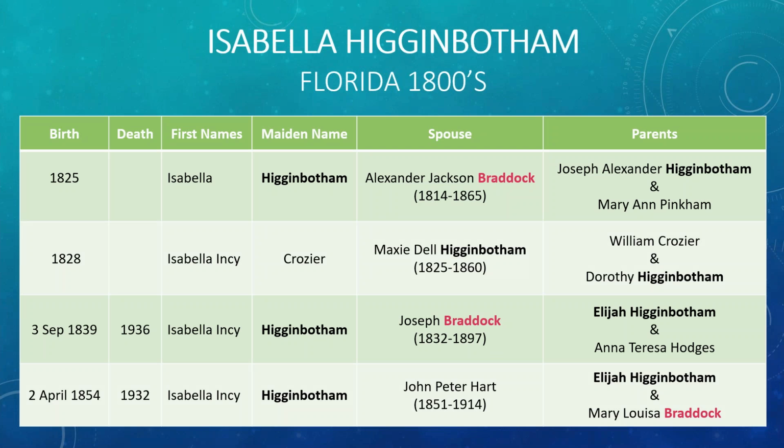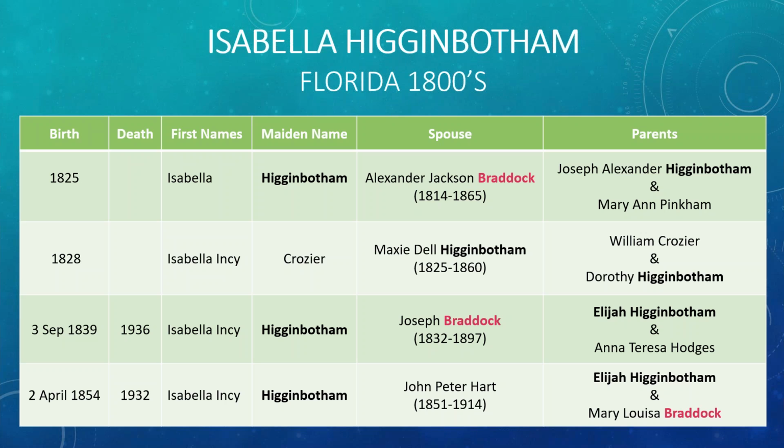And here's an example. This is just 4 of the Isabella Higginbothams in Florida in the 1800s. And you can see that their births are all within 25, 30 years. They all had the first name of Isabella, and 3 of them had a middle name of Nancy. 3 of them had the maiden name of Higginbotham, and the second one, she actually married a Higginbotham. And 2 of them married somebody with the last name of Braddock. And all of them had at least one parent with the last name of Higginbotham, and one of them also had a mother with the name of Braddock.